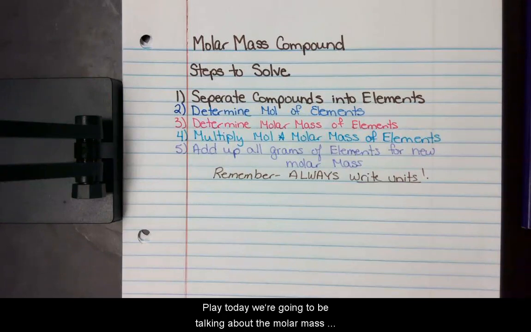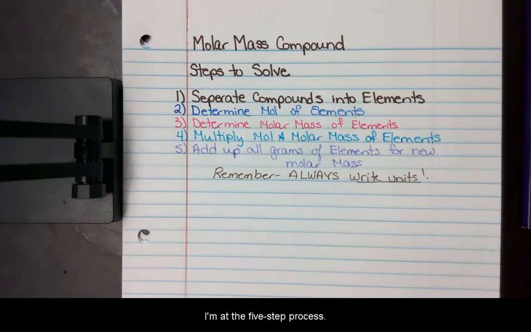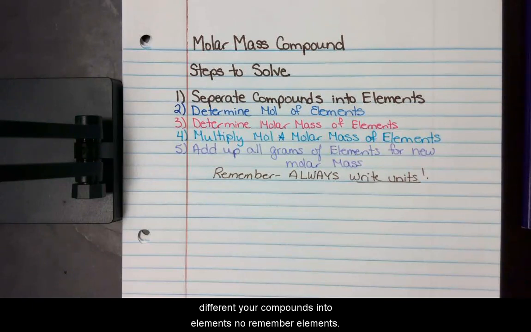Okay, today we're going to be talking about the molar mass of a compound and how to solve for it. And it's a 5-step process when given a compound. So when you're given a compound, the first thing you're going to do is separate your compounds into elements. Now remember, elements are always those capital letters. So if you see multiple capital letters, you're seeing multiple elements.